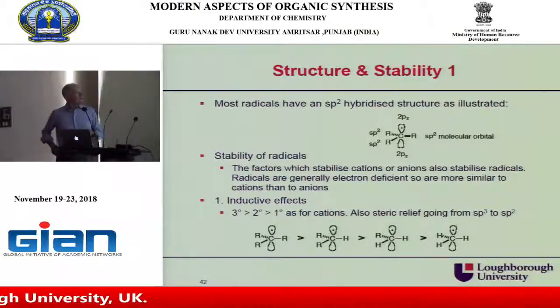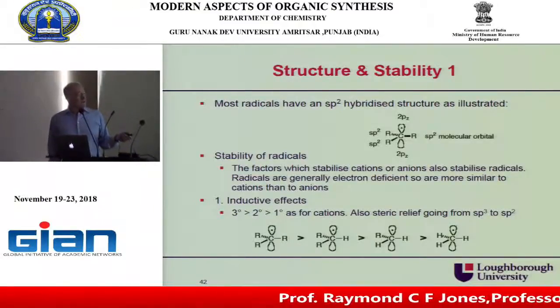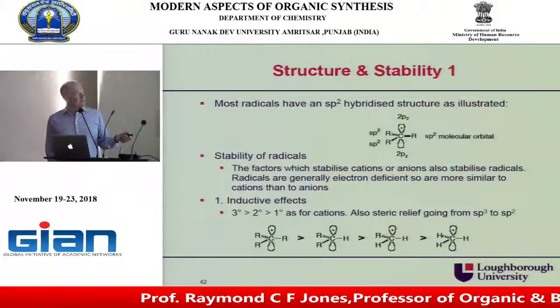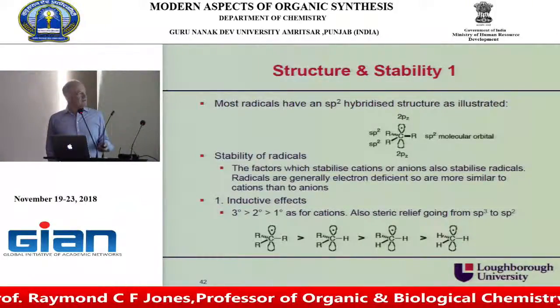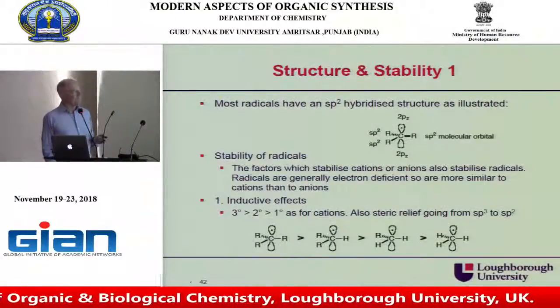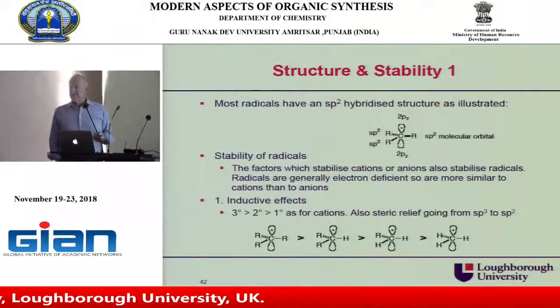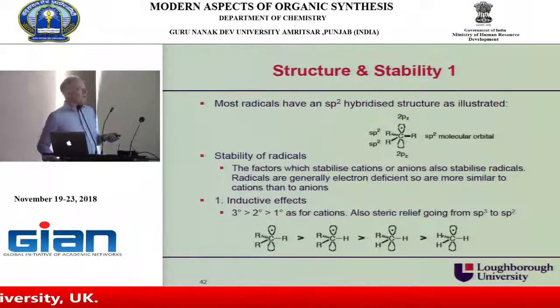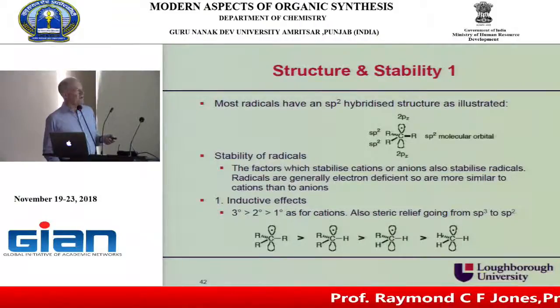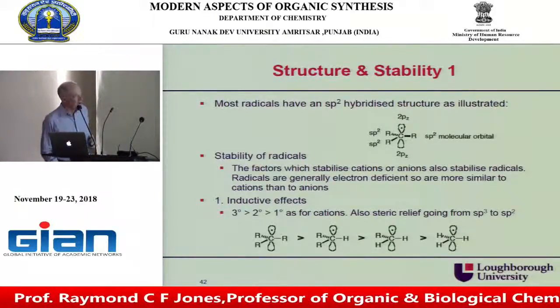Most radicals can be regarded as being an sp2 hybridized structure, as I've shown here. So 3-coordinate carbon, sp2, with a singly occupied p orbital perpendicular to the plane of the radical. So this is slightly electron deficient compared to normal carbon. So factors which stabilize cations or anions, because this is kind of halfway between a cation and an anion, will also stabilize radicals. Radicals are generally electron deficient, so perhaps a little bit more like a cation than an anion.